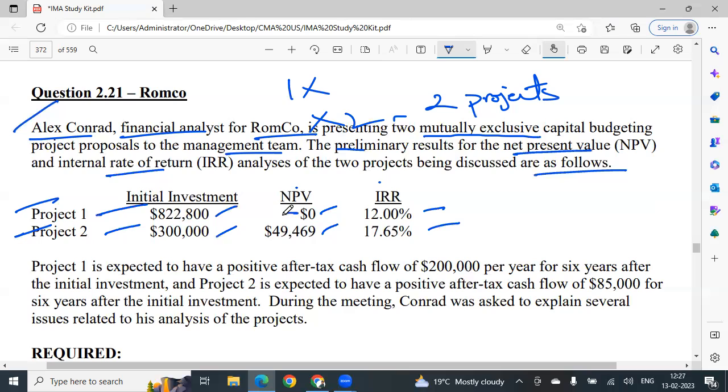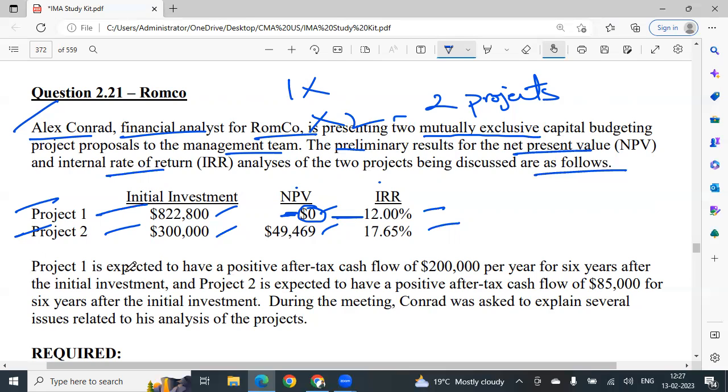If you just see here, NPV is 0. That's what I'm saying: if you have a basic understanding of investment decisions, you would have already understood that when NPV is equal to 0, whatever the cost of capital is, that is your IRR. When NPV is equal to 0, your cost of capital is equal to your IRR. That's the internal rate of return.